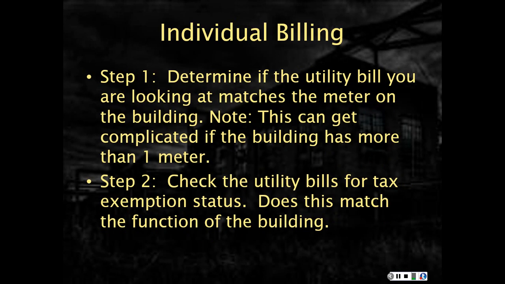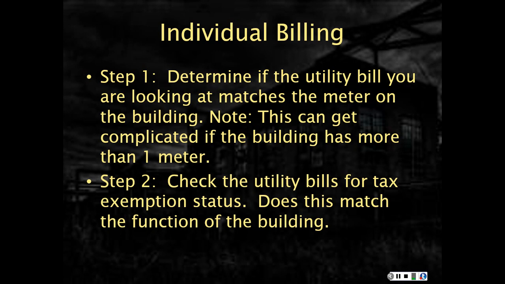So step 1, if we look at an individual bill, we need to determine if the utility bill I'm looking at matches the meter in the building. Note, this can get complicated if the building has more than 1 meter. Are they being billed correctly? It all starts with the meter. I've actually caught in the past buildings in an industrial complex that were so close together that people were paying each other's utility bills. They were actually the wrong meter for the wrong building. So make sure the meter on the building and the meter on the bill line up.